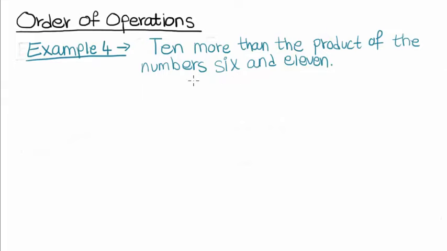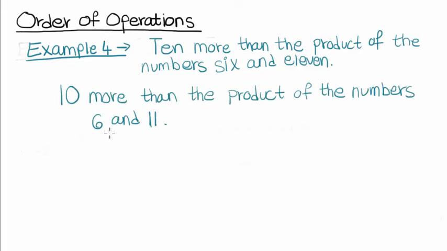So I can rewrite this sentence like this over here. Now that we have done this step, the next step is to recognize what operations we need to perform in this sentence. So when we read it, 10 more than implies the addition symbol. When we continue reading this, we hear the words product of the numbers 6 and 11, and we know the product implies multiplication. So there are two operations that we need to perform in this problem. One of them is addition and the other one is multiplication. Referring back to PEMDAS tells us that we need to perform the operation of multiplication before addition.